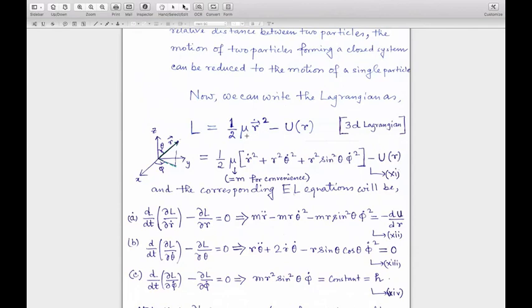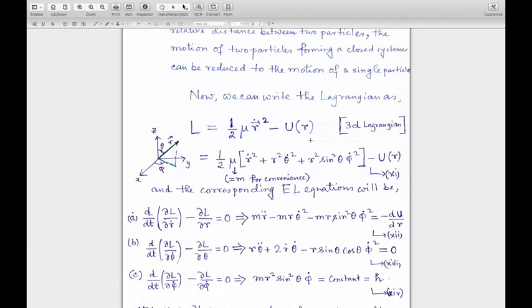Then we know that U of r can be written as a central potential, and by differentiating U with respect to r, we get a force field which is known as the central force field, under which you can show that the total torque acting on the particle vanishes, and that's why the total angular momentum gets conserved in the system.